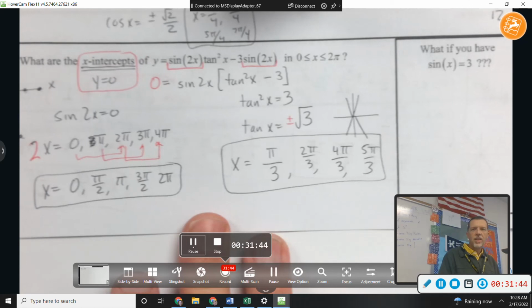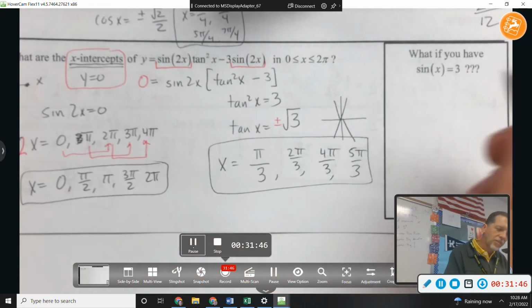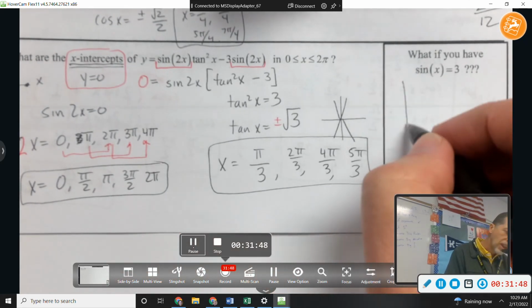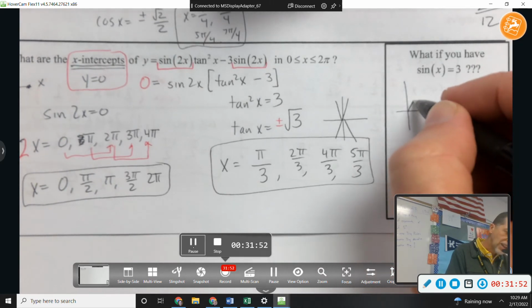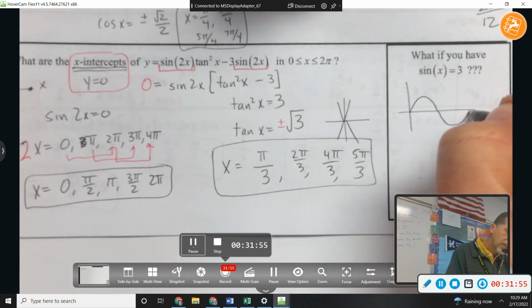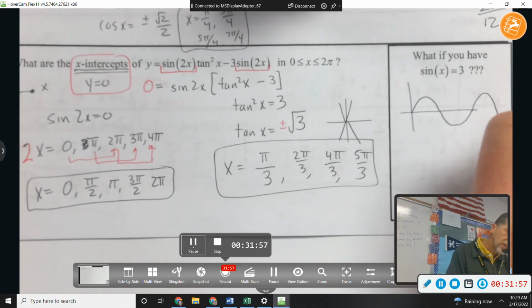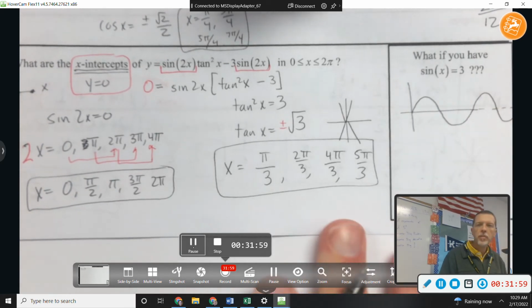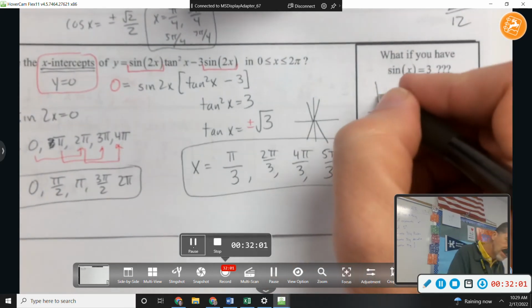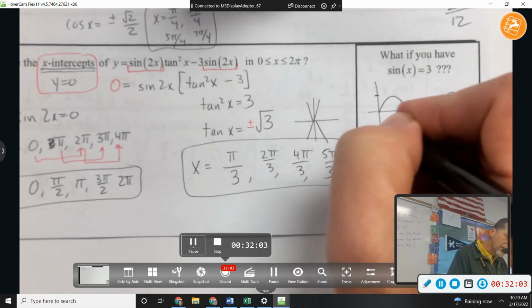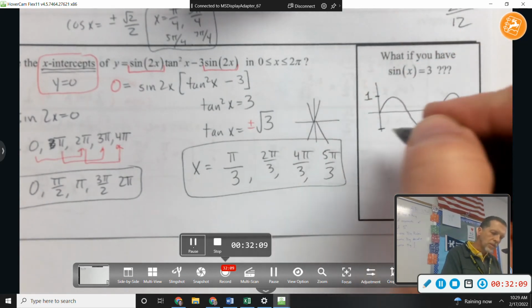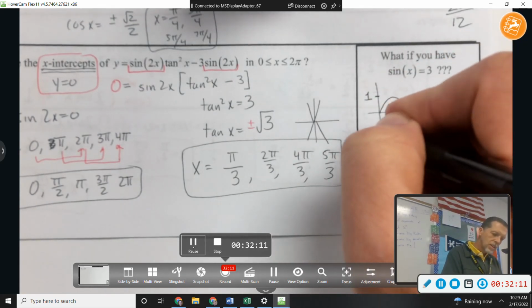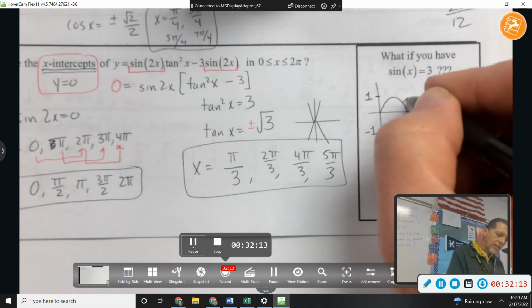All right, last box there. What if you have sine of x equals 3? Let's think about the graph of sine. Looks like that forever and ever. How high does it get? What's the max it gets to? 1. Peaks at 1. And what's the minimum it goes to? And so that's the graph of sine.